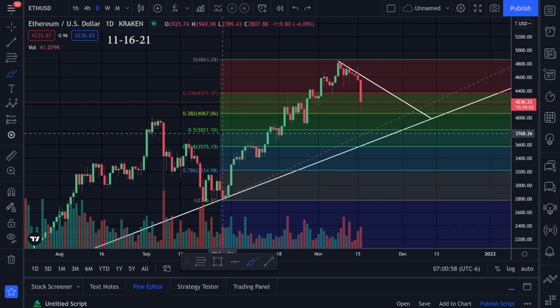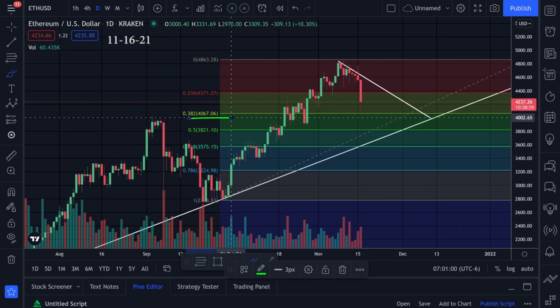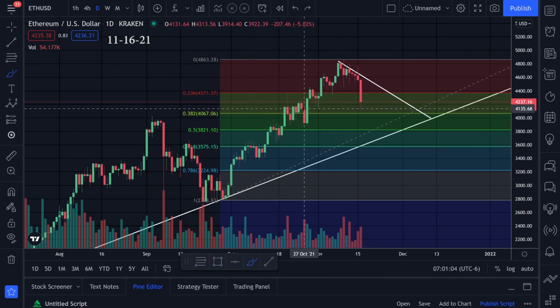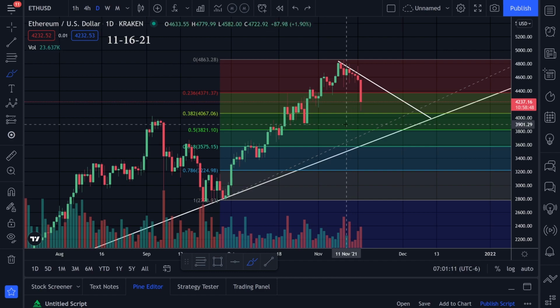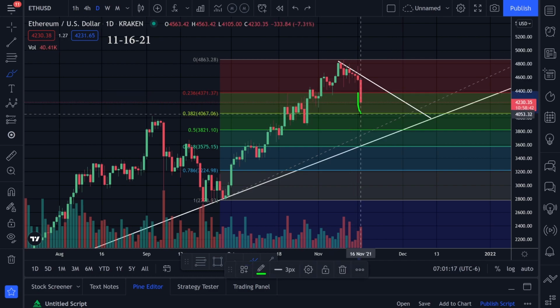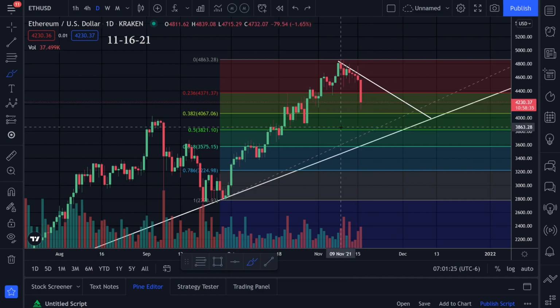If we swing back to the Ethereum chart, I'm mainly watching 4,067 and 3,821. You might want to put your limit order a little bit higher though, because as you can see right here, it didn't quite go all the way down. Another thing I like to do is sometimes I'll watch these Fibonacci levels, but I'll put my limit order a little bit above it just so it doesn't have to go all the way down and touch it, because sometimes it'll miss it just like it did right here. So you might want to put it a little bit above the Fibonacci retracement when you look at it on your chart.